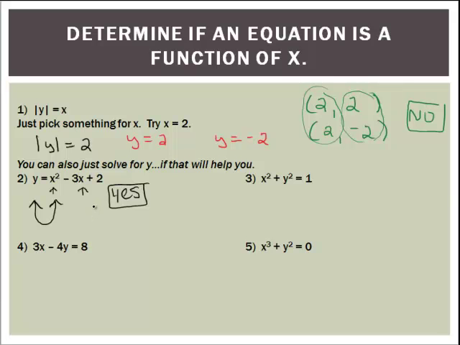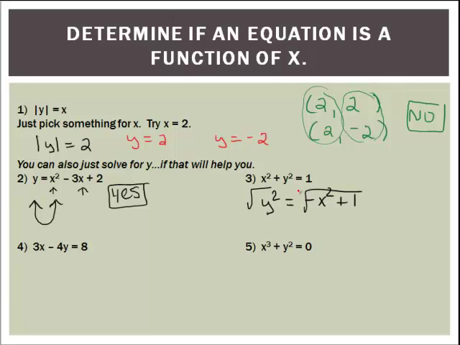So what about number 3? That one's not quite so easy to figure out. So what if we did solve this for y? We need to subtract this x squared from both sides. So we get y squared equals negative x squared plus 1. And then to get rid of the square, we have to take the square root of both sides.